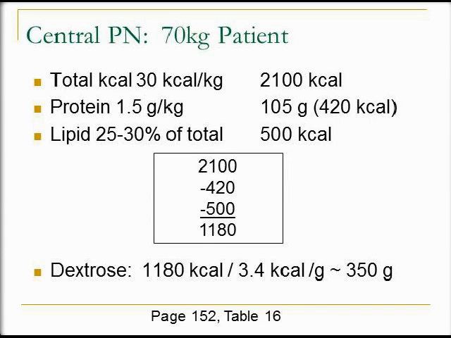So for a central parenteral nutrition in a 70 kilogram patient, you might have a total calories of 2,100 calories. We're going to give them 105 grams of protein. That's going to give you 420 calories from protein, and then 500 calories from lipid, which is 25 to 30%. If you take your 2,100 calories and subtract your calories from protein and lipid, you come up with 1,180 calories left, and I'm going to fill that in with dextrose. So that's about 350 grams of dextrose that I'm going to give in 24 hours. You can do the math to make sure that that's no more than 4 to 6 mg per kg per minute.